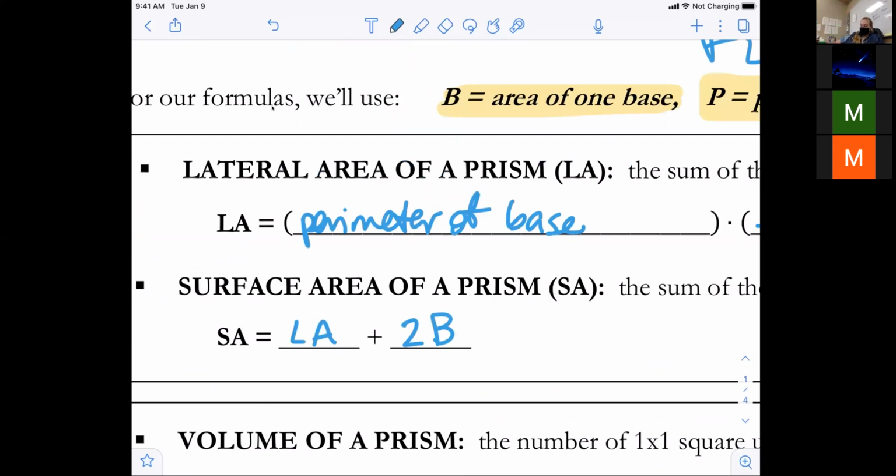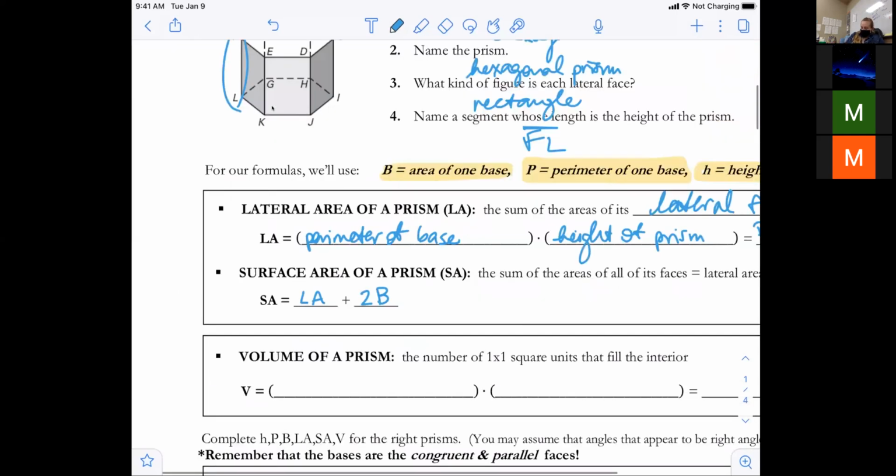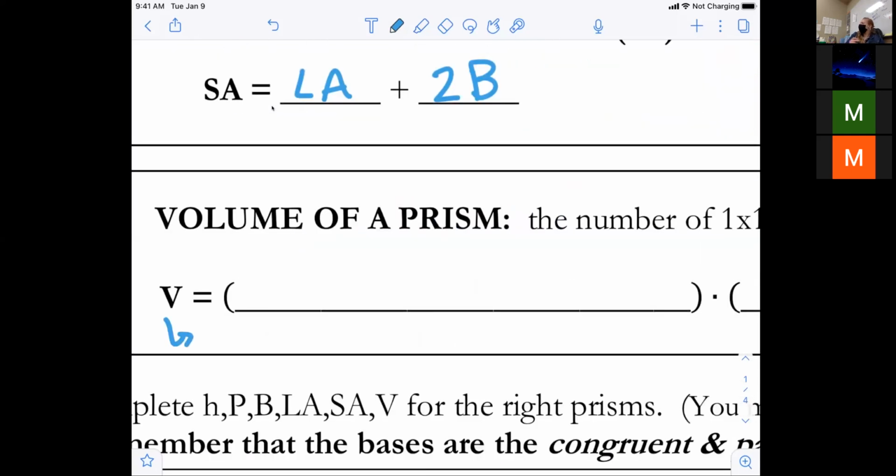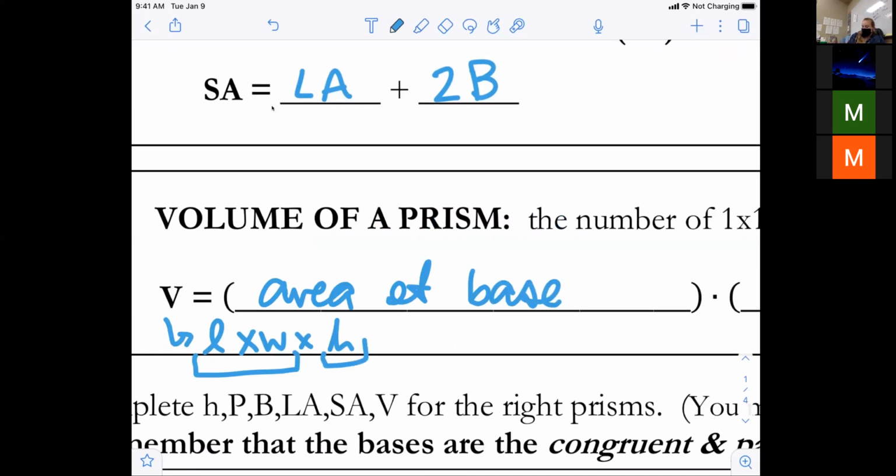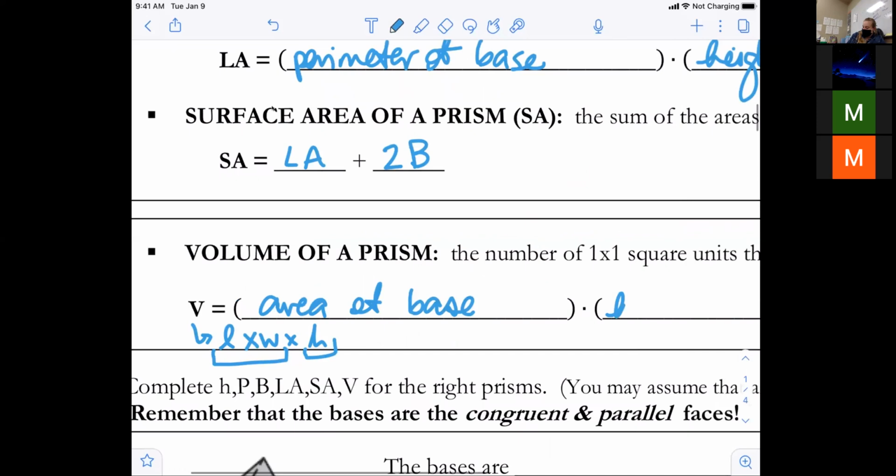All right, and then last is volume. Volume, if you remember back from elementary school, you've done volume before, which is just length times width times height. Think about how length and width go together. That's the same thing as the area. So we're going to do area of the bases, and then height is all by itself. And then we're going to multiply it by the height of the prism.